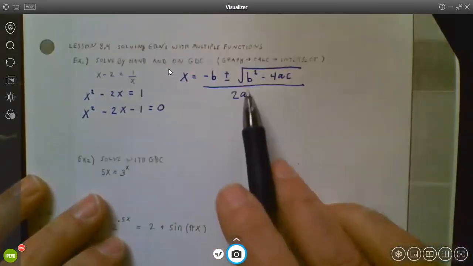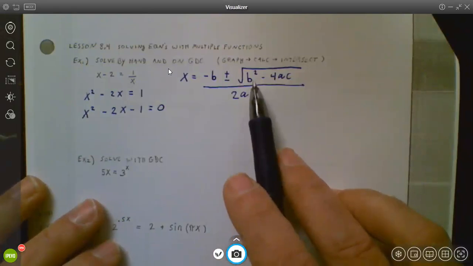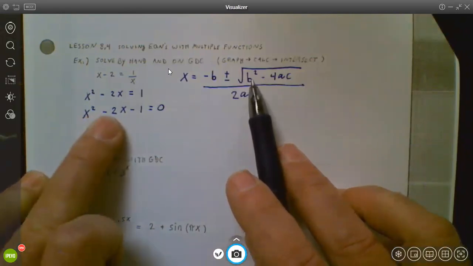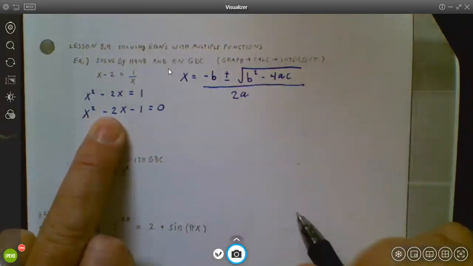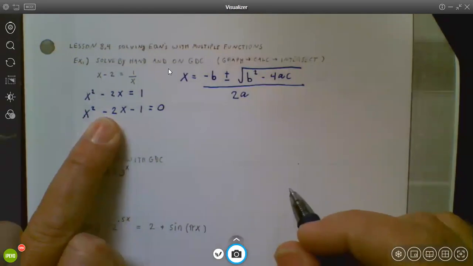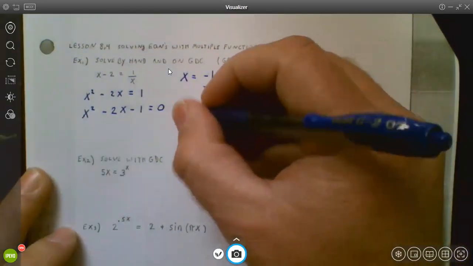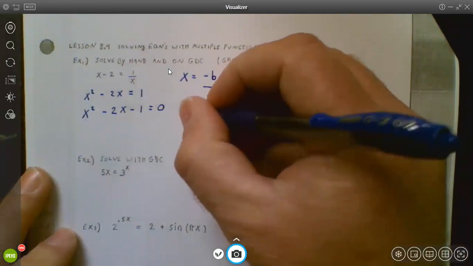Because the one thing I would encourage you to just do in your head is this one right here, b squared. Don't write out -2 squared, right? People make mistakes on that. It's easier just to square it in your head. That's the one thing I would say, just simplify in your head as you lay this out.